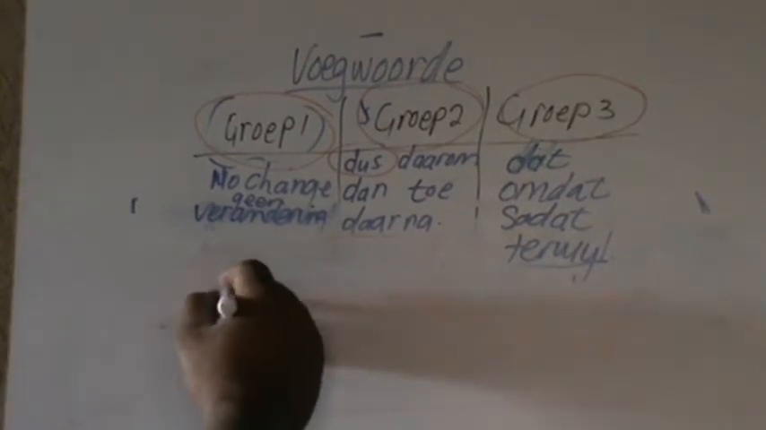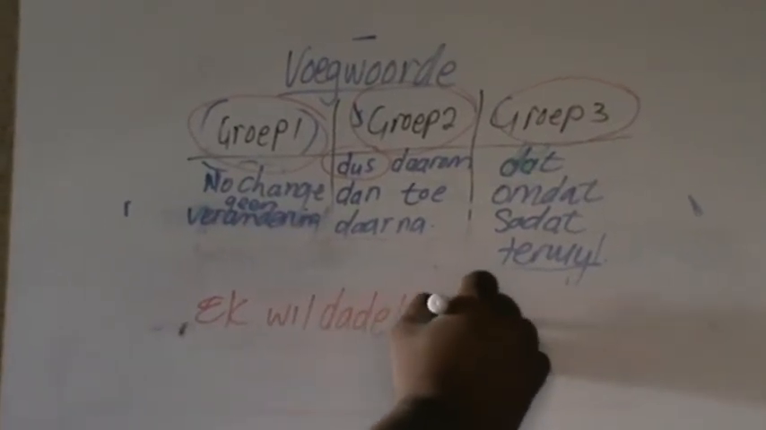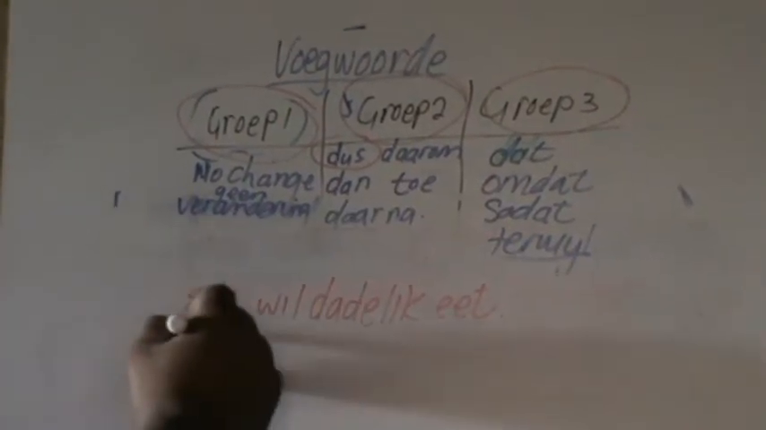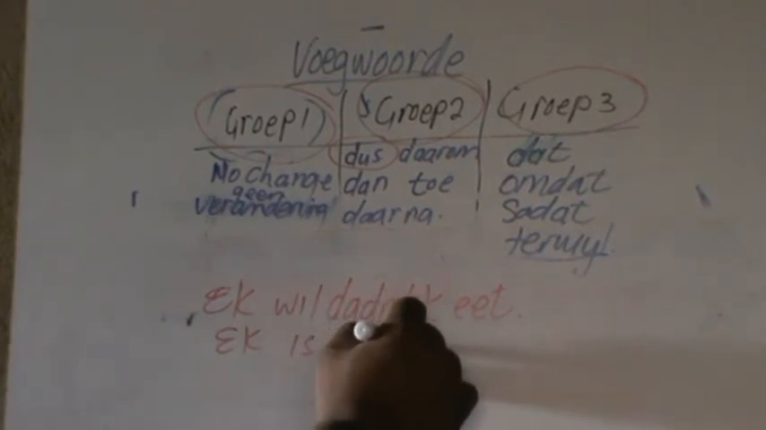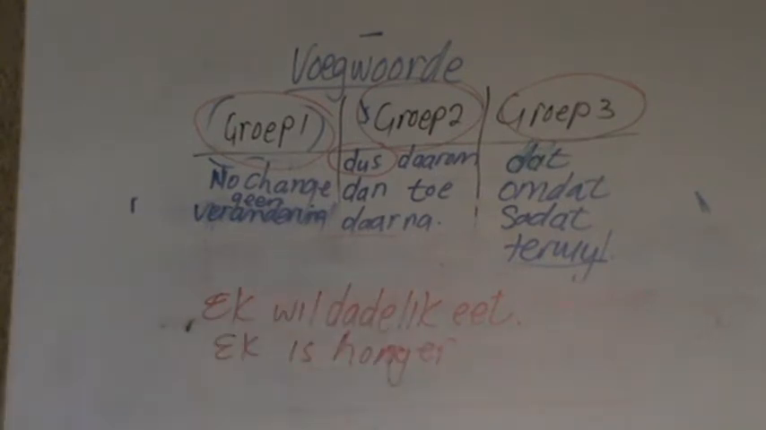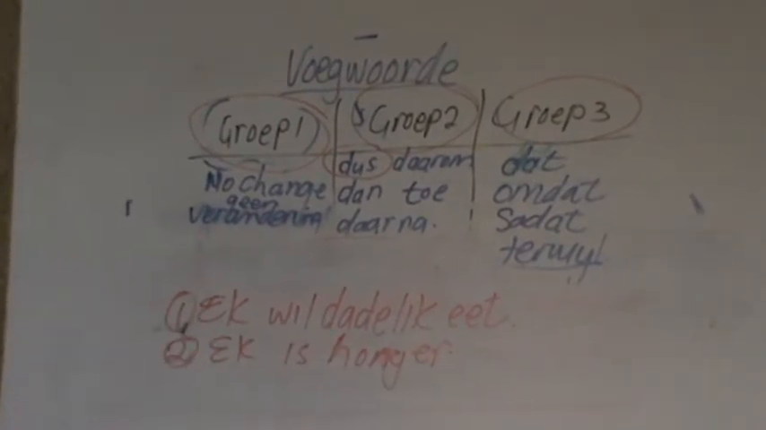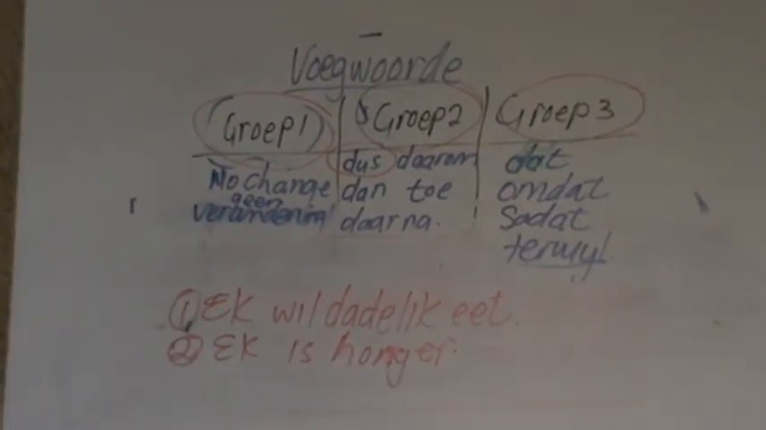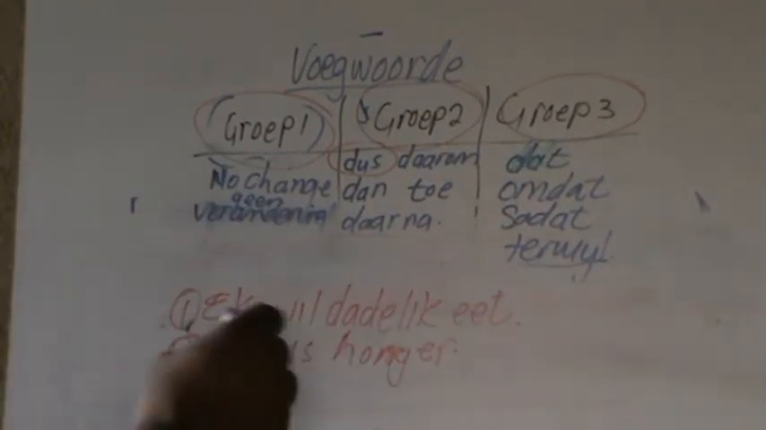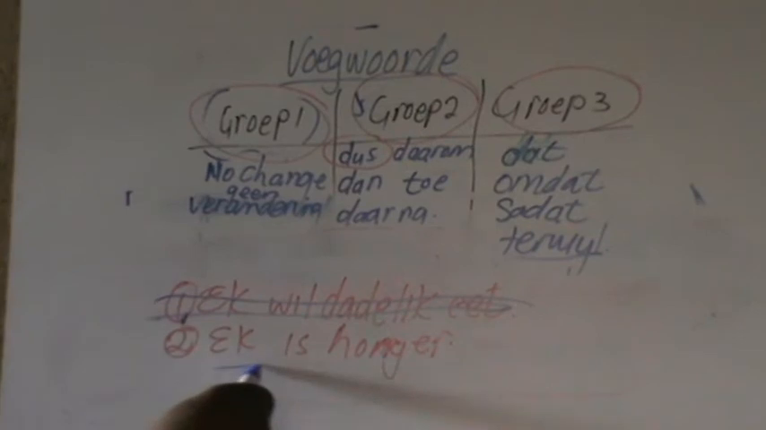Right, let's say the sentence there in our book is "ek wil dadelijk eet." First sentence, "ek is honger." I am hungry, right? I want Chicken Licken, right? "Ek is honger." That is our sentence 2. Sentence 1, sentence 2. Now, the first thing that we have to do is what? Find our verb. Now, in our first sentence, nothing will change unless specified. So we scratch that one out. We're no more interested in that sentence.